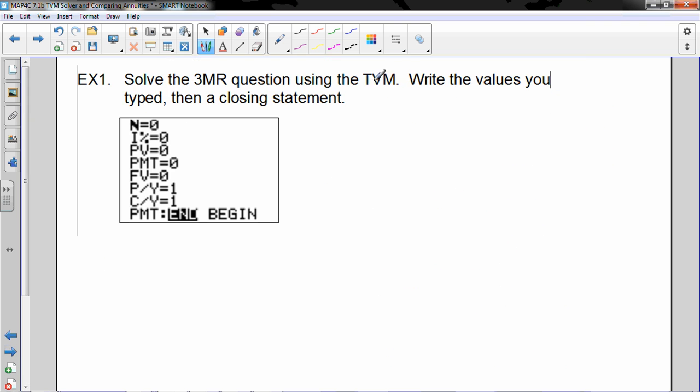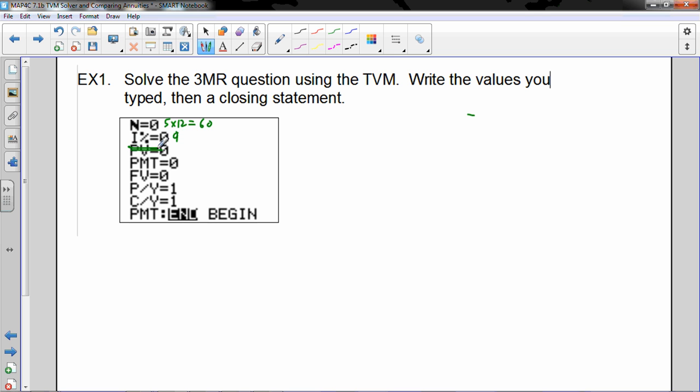Solve the 3-minute review question using the TVM. Write the values you typed, then a closing statement. So, what did we have? N was the number of payments, which was the 5 years times the 12 per year. That was 60 payments. The interest rate that Ferd could get was 9.